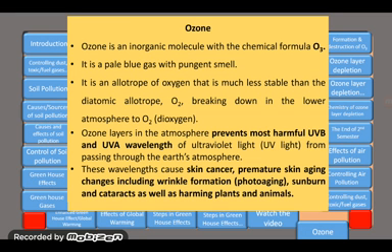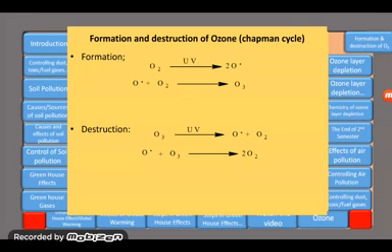So just like I said earlier, the ozone layer helps to prevent many things. It prevents diseases such as skin cancer and premature skin aging. Now, the formation and destruction of ozone is a process known as the Chapman cycle. Ozone is formed from dioxygen with the help of UV light. The dioxygen is dissociated into two free radicals, and the radicals combine with oxygen in the atmosphere to give us ozone. The destruction of ozone also takes place in the presence of UV light, where ozone is dissociated into an oxygen radical and dioxygen. The oxygen radical further reacts with ozone to give us two molecules of dioxygen.